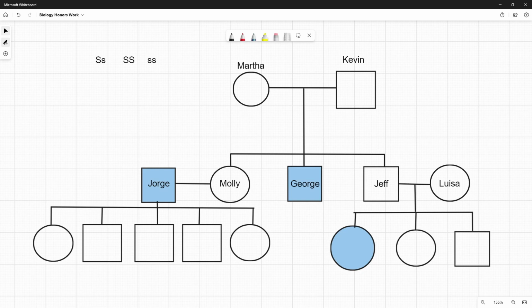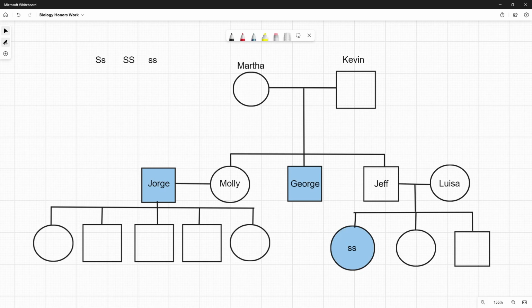The first son, let's name him Jeff, is unaffected. He marries Louisa, and they have 1 son and 2 daughters. Only the one daughter is affected, so she is guaranteed to be homozygous recessive. Let's use S for genotypes. So she is ss. Now, while we don't know the genotype of the other children, we can tell the genotype of the parents.